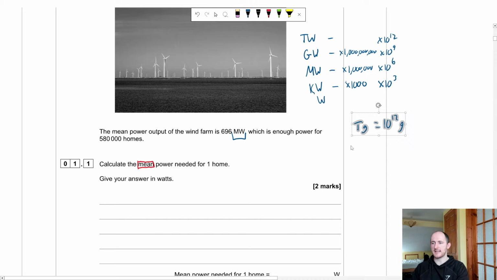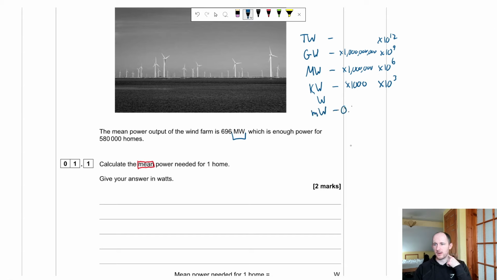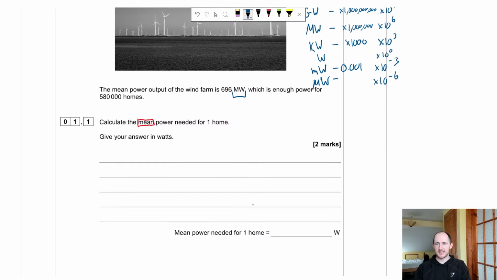But anyways, going down, of course we have things like centi and deci, etc. But realistically, the only one that you're going to need is milli, which is 0.001, or times 10 to the minus 3. And then you might be asked about micro, which is times 10 to the minus 6. But if you notice again, we're going down in powers of 3. That does mean that the one in the middle is technically 10 to the power of 0. So anyways, long-winded, I know. But since this is megawatts, we're going to 696 times 10 to the 6, divided by 580,000.